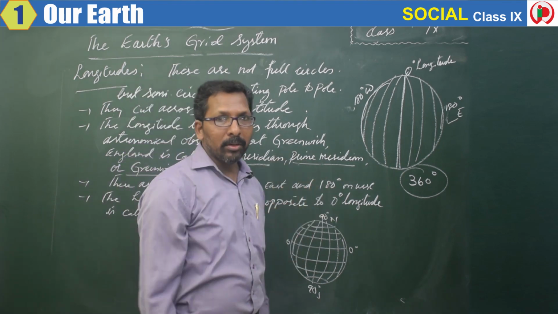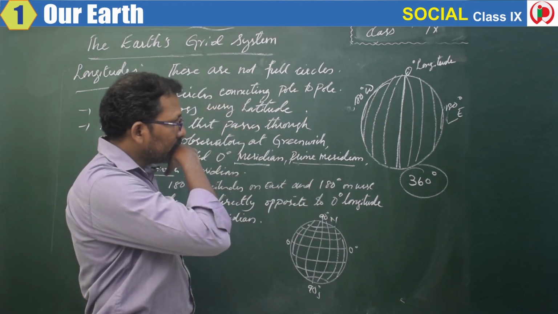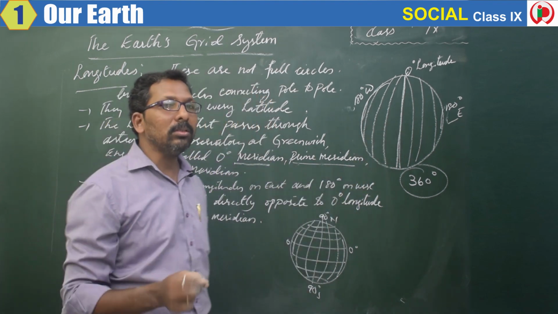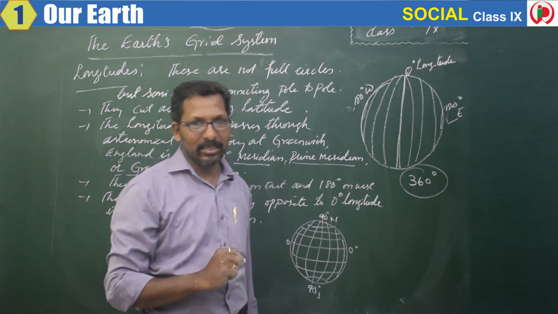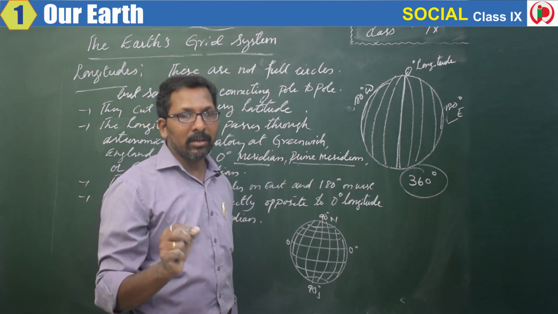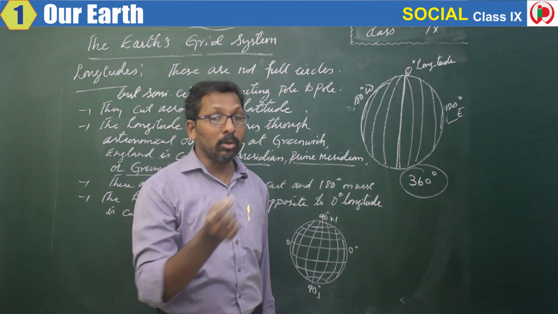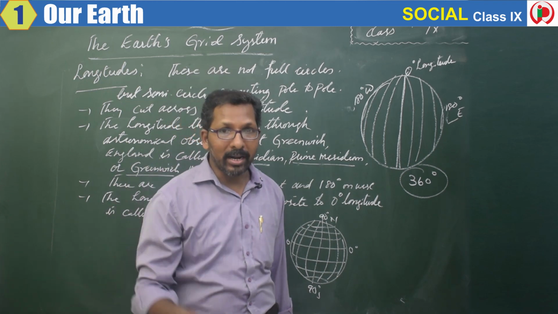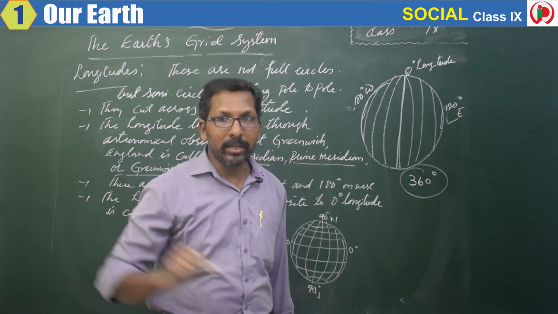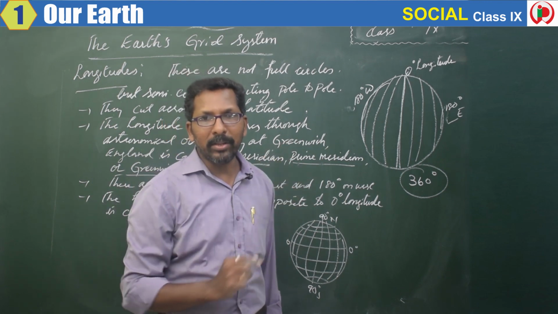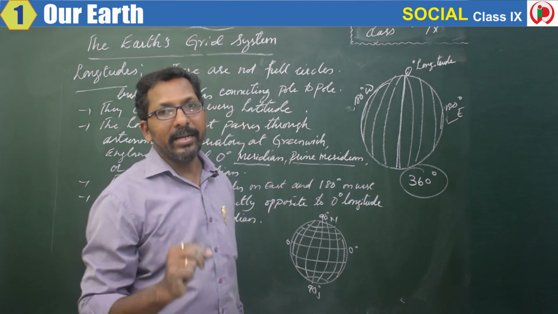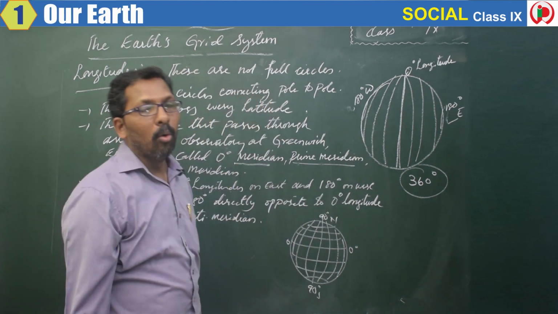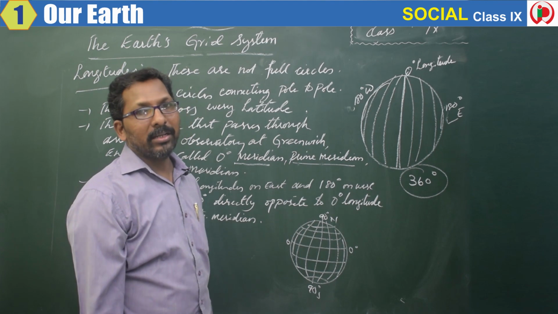And what is more important is that these longitudes help us to know the time of a particular place. How to know the time of a particular place? As I told you in the beginning, when I was talking about the grid system, we can know the time of a place from Hyderabad, about Chicago, about Australia, about different places very easily. Understood, children? So longitudes help us to find the time of a particular place.